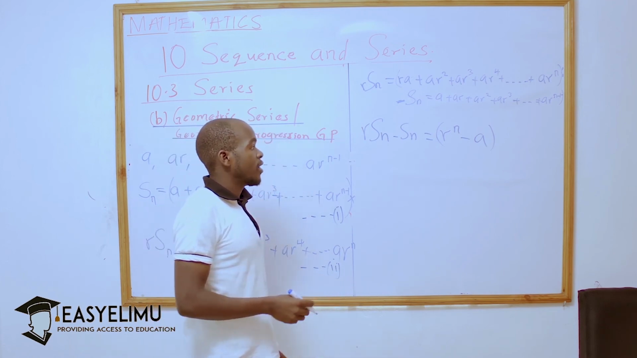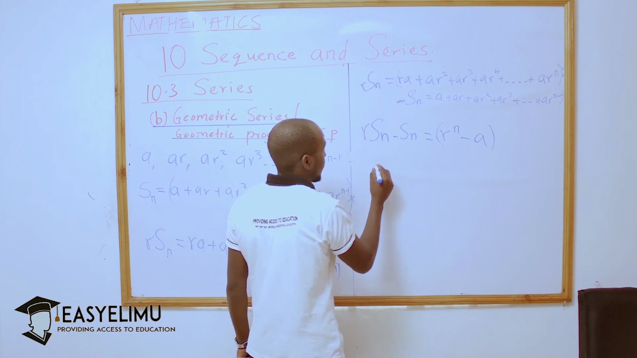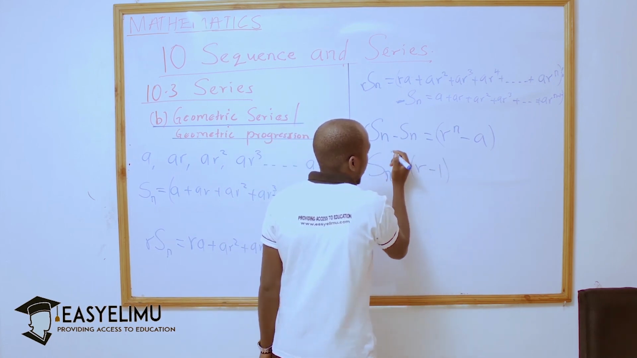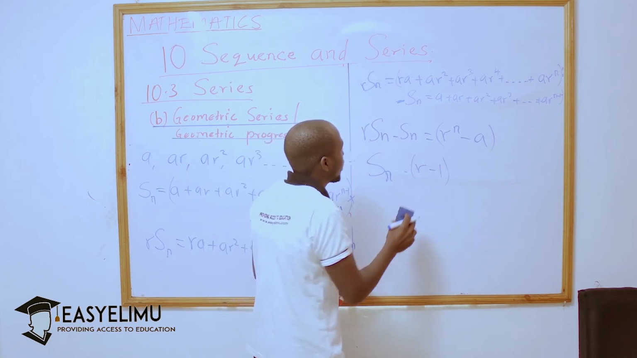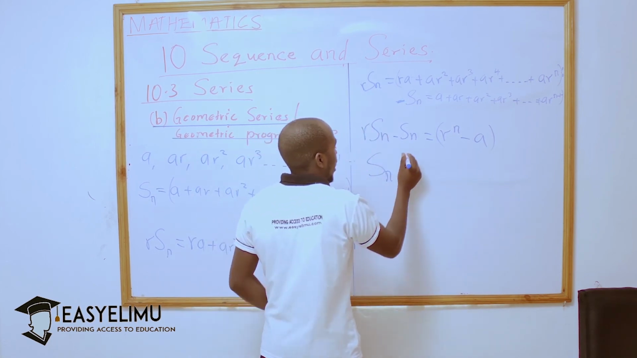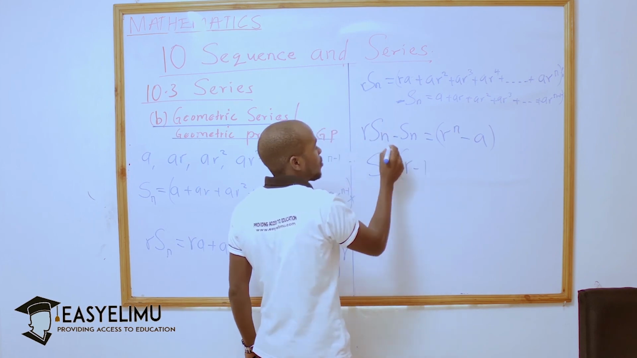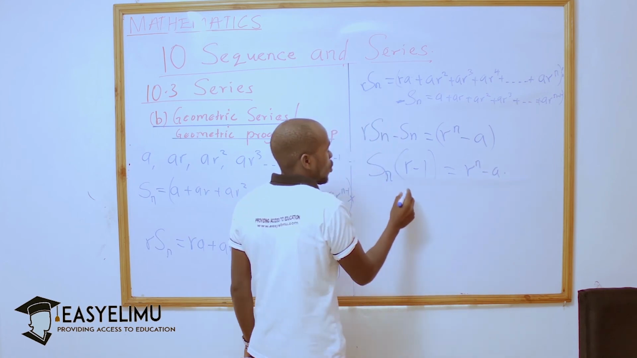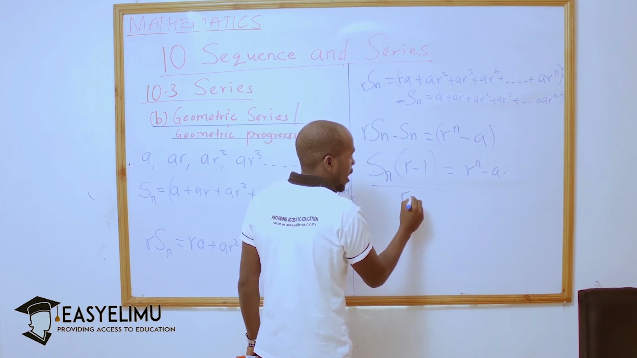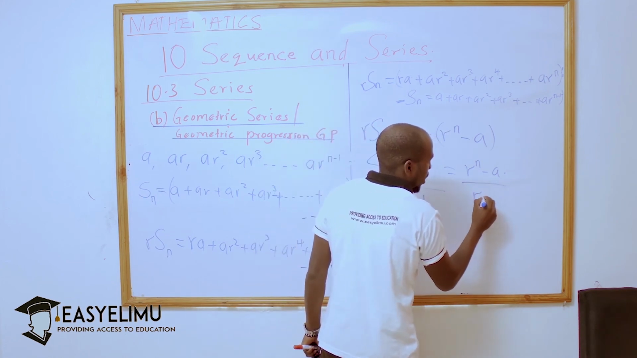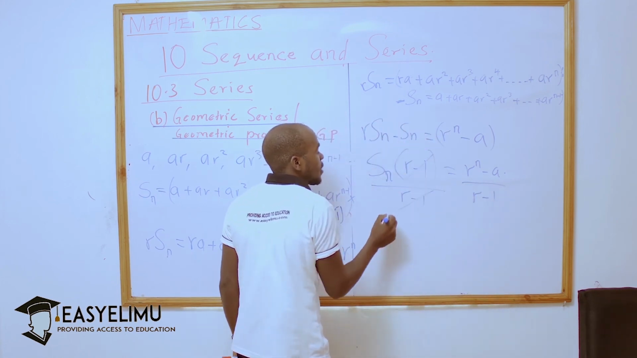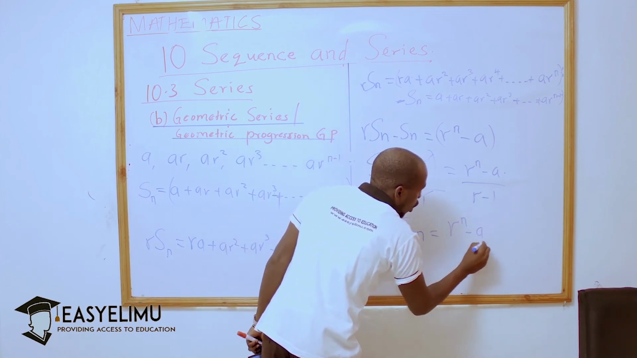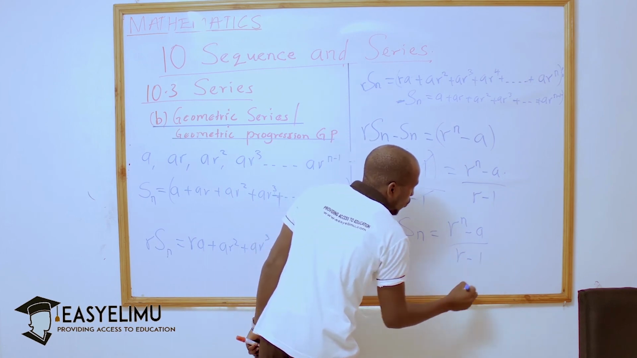So after doing that, from this we can factor out Sn. Actually, factoring out Sn, you are going to have Sn times R minus 1 from this part here, and that one is equal to AR raised to n minus A. So if you want Sn, divide both sides by R minus 1. So you are going to get that Sn is equal to A times R raised to n minus 1, over R minus 1.